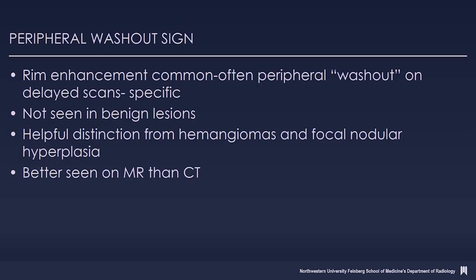So peripheral washout sign, as I mentioned, is common. Often peripheral washout is on delayed films, it's specific. It's not seen in benign lesions, and it helps distinguish hemangiomas and focal nodular hyperplasia from that of metastatic disease. And as I mentioned, it's better seen on MR than on CT.